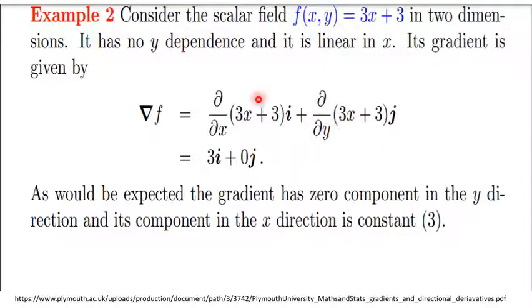Now again we differentiate this equation. As we know that there is no y dependency, this term becomes 0. So what are we getting? We are getting 3i. So there is no component in the direction of y, only a component in the direction of x. So the gradient of this function is equal to 3i.